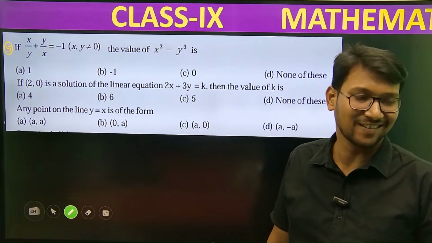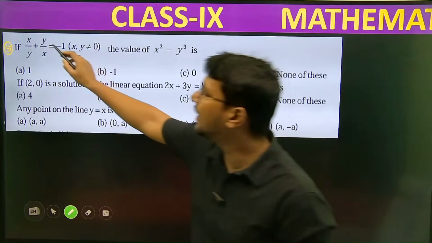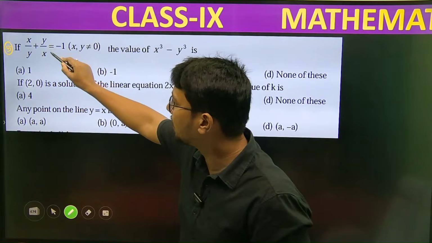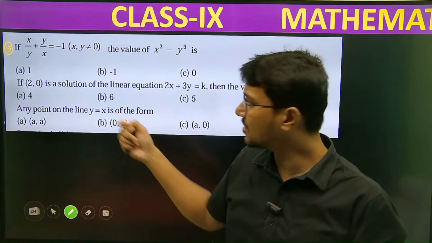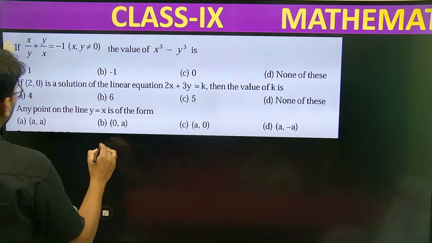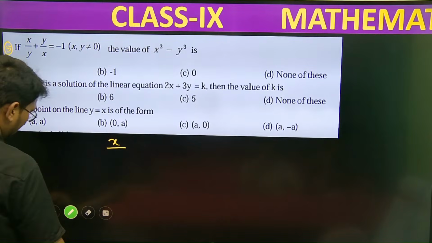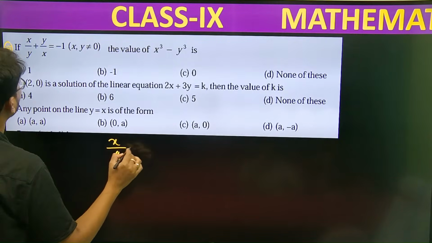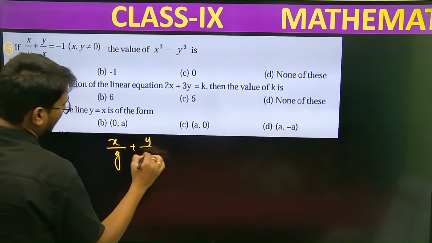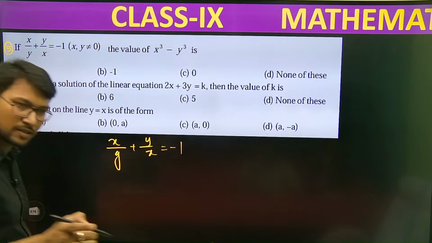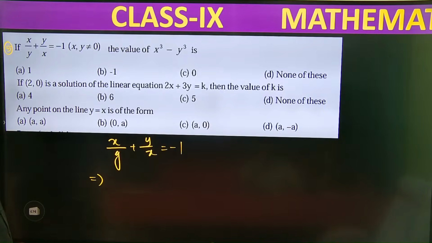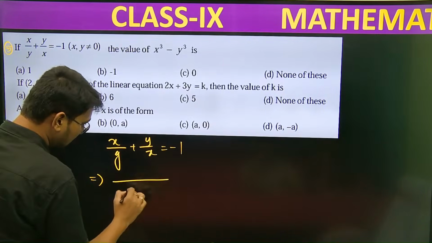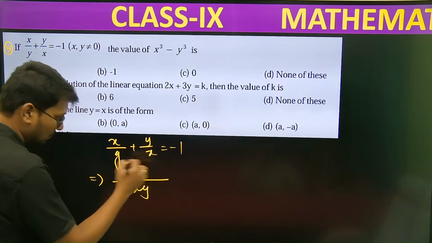Not working? Why not? What is given? x by y plus y by x equals minus 1. Solve this. Tell me, x by y plus y by x equals how much? Minus 1, yes or no? Then what is the LCM? The LCM is xy, or y into x.